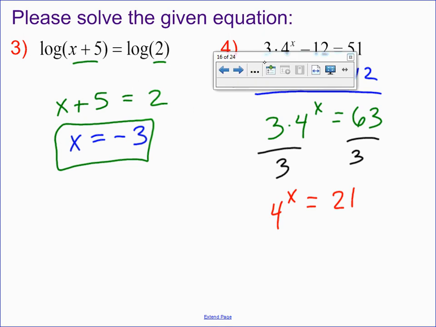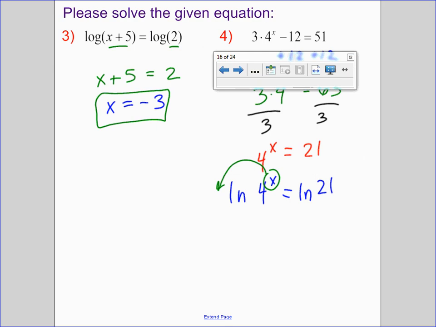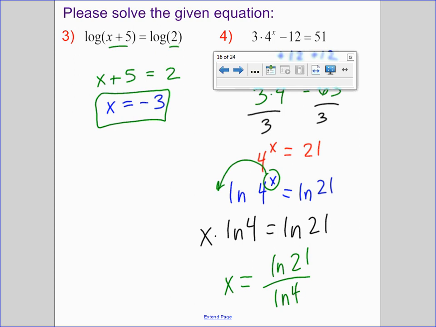And now we've got an exponential equation where my output is a non-perfect power of the base. What do we do? There's my strategy. Take the log of both sides. That's what we learned. You can do the natural log or the common log. Either one is correct. That allows us to bring my exponent down in front as a constant multiplier. X times ln 4 is equal to ln 21. And now I can solve through division.